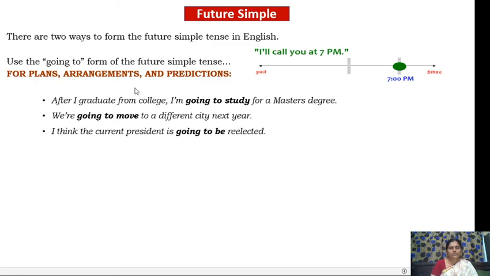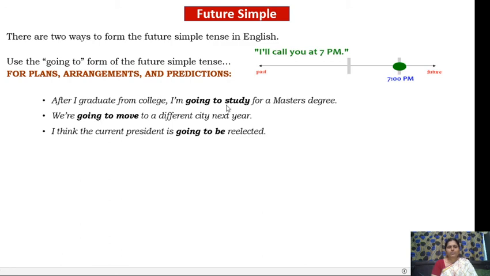So we use this going to form for plans, arrangements, and predictions. See here, after I graduate from college, I'm going to study for a master's degree. This is something which is going to happen in future. That means you have planned already to do something in future, that is doing a master's. After I graduate from college, so what is your plan? I'm going to study for a master's degree. So when you are representing your future plans, you can make use of the going to expression to represent that future action.